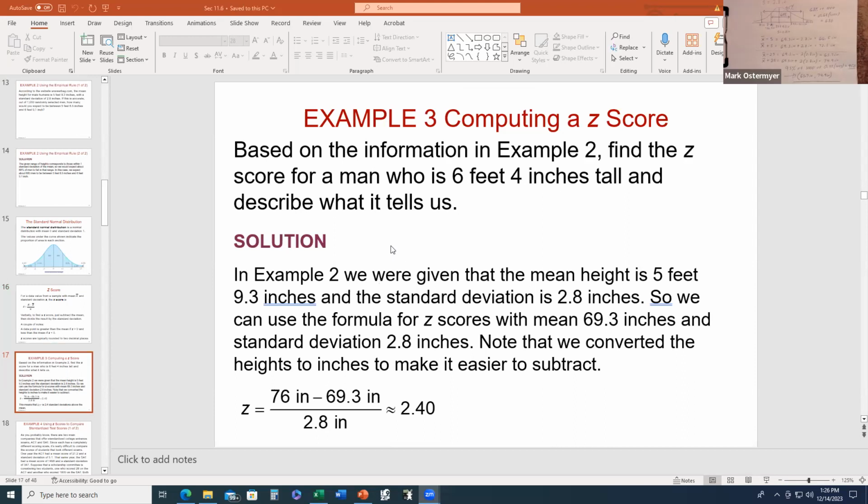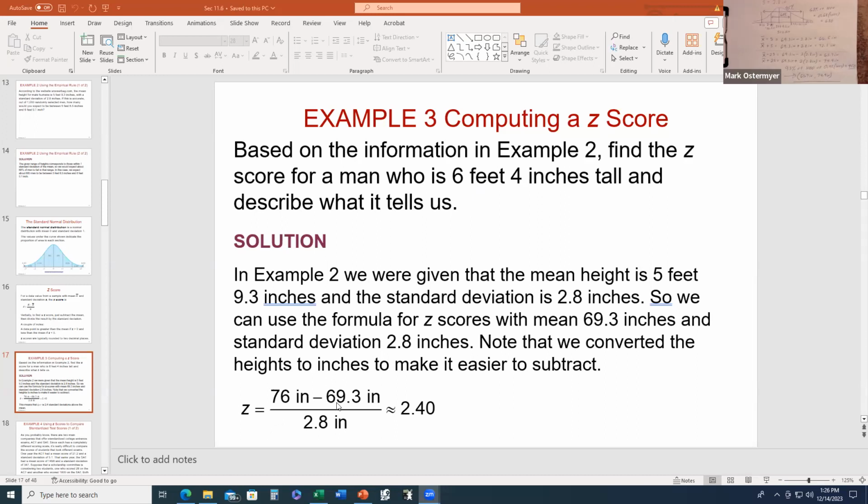Okay, so they want to revert back to example 2, where we want to find a Z-score for a man who is 6 feet 4 inches tall and describe what it says. Well, ladies and gentlemen, 6 feet 4 inches would be how many inches? 6 feet is how many inches? 6 times 12 is 72 inches. 72 inches plus 4 inches is 76 inches. So if you're 76 inches tall, you're 6 feet 4 inches tall.